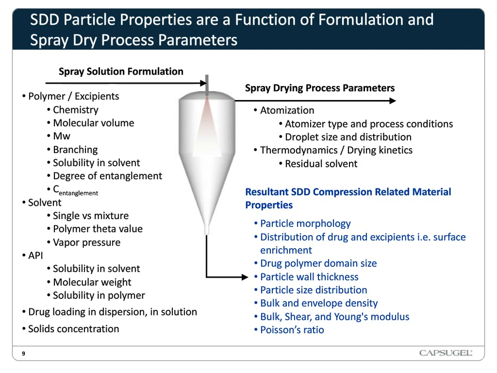So in the following slides, what we're going to show is how these parameters are characterized and how they relate to the resultant SDD properties, some of which are highlighted in blue on the lower right-hand side of the slide. And these are things like morphology, particle size, bulk density, and then bulk shear and Young's modulus. So the first thing we'll talk about is how we characterize the thermodynamics and drying kinetics, and how we optimize within a process space.